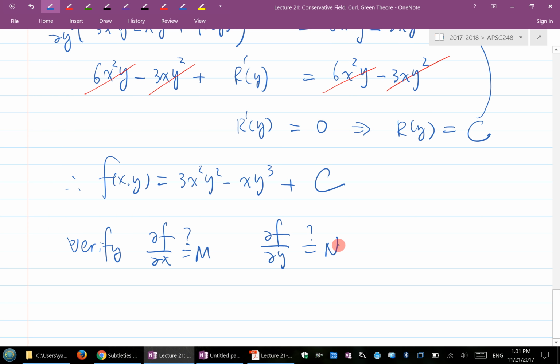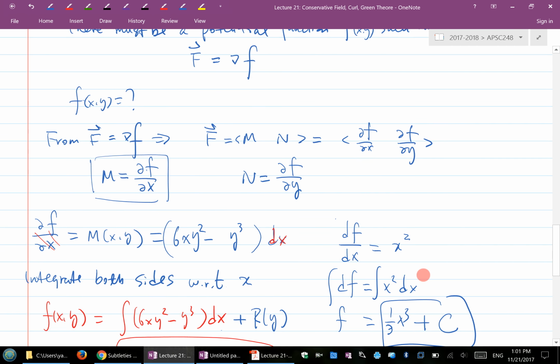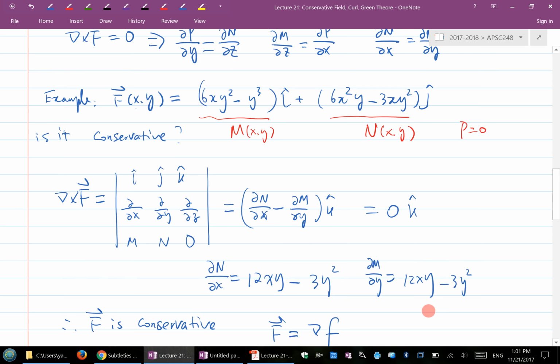So this is a typical, very standard procedure to find the potential function when you know that the vector field is conservative. Now, this example is for a vector field which is a 2D field. If you have a 3D field, there will be some kind of a function p here now.